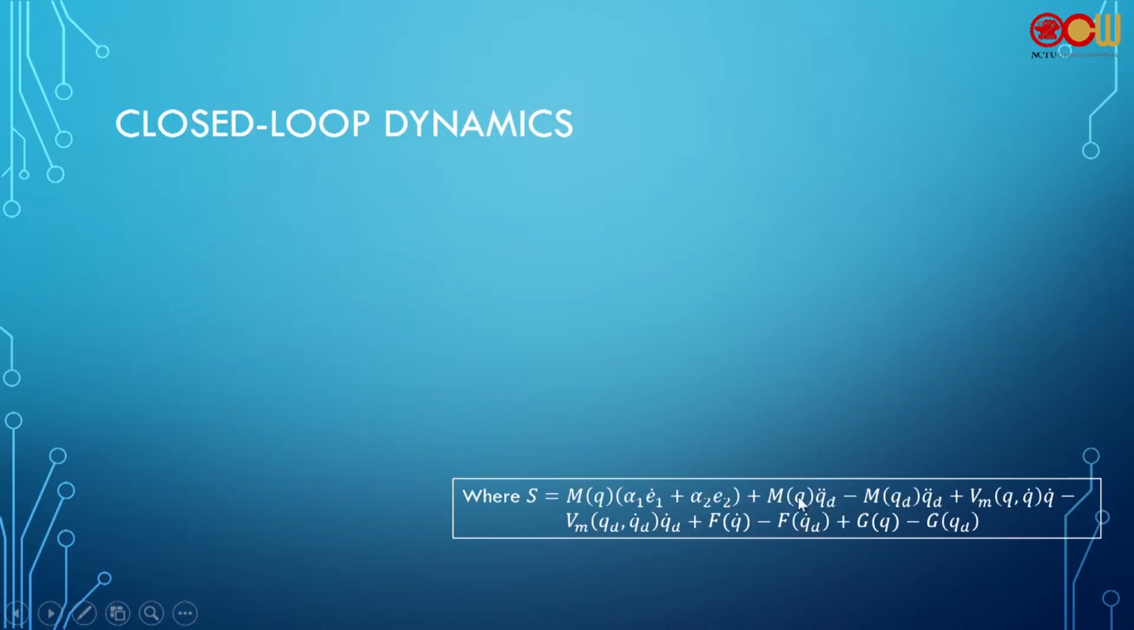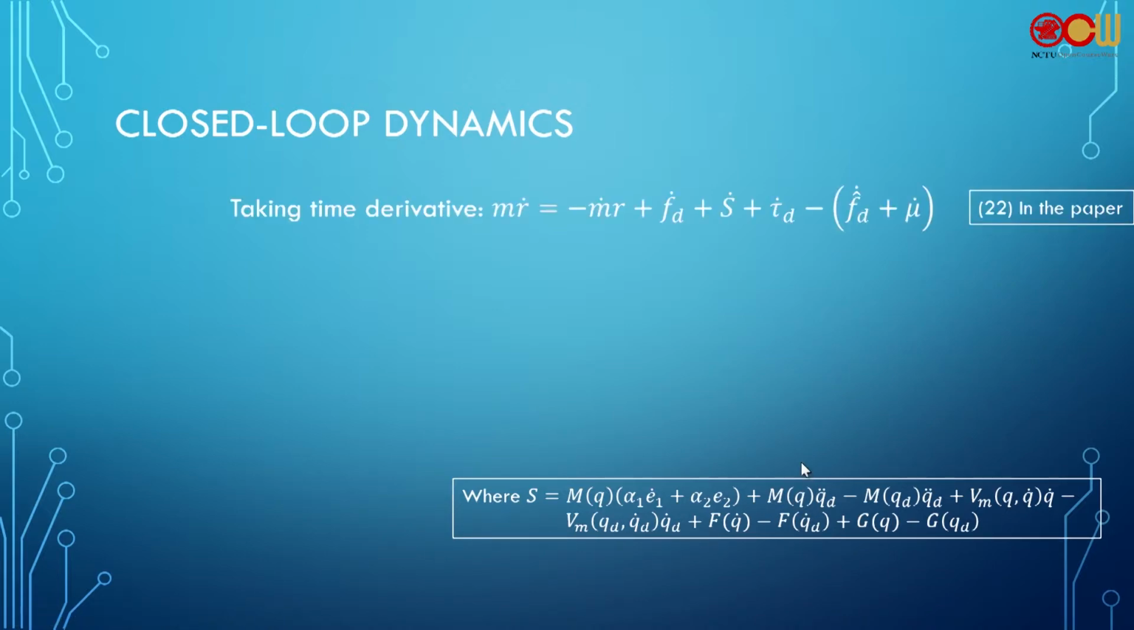S includes all the mismatch between the desired F and the true F. Next, you take one more time derivative on MR, which obtains MR dot minus M dot R plus the other terms. And this is the U, the control we design. And the control, this is U dot.